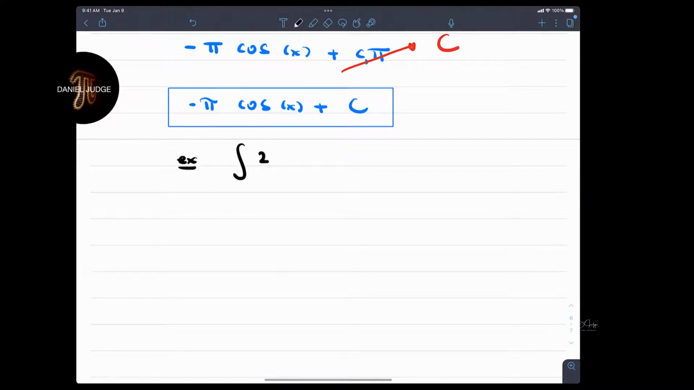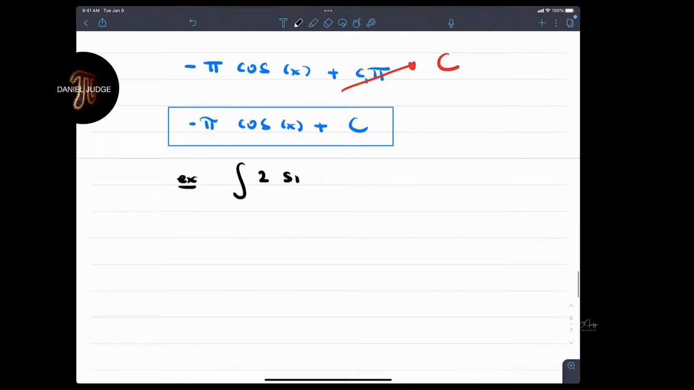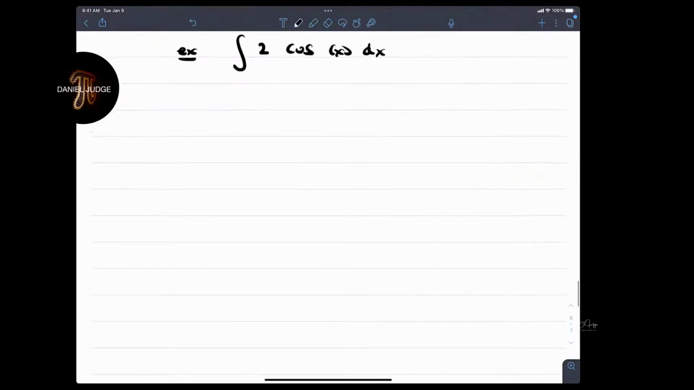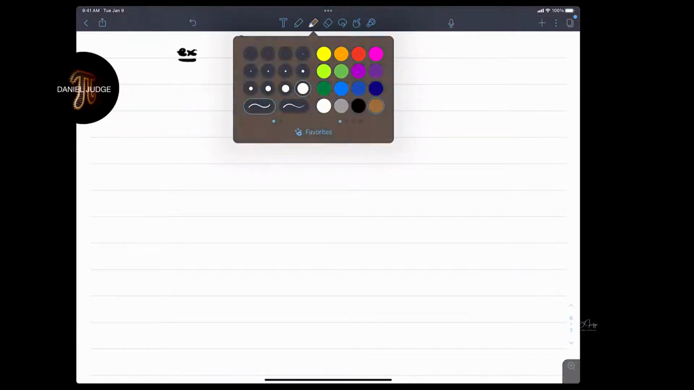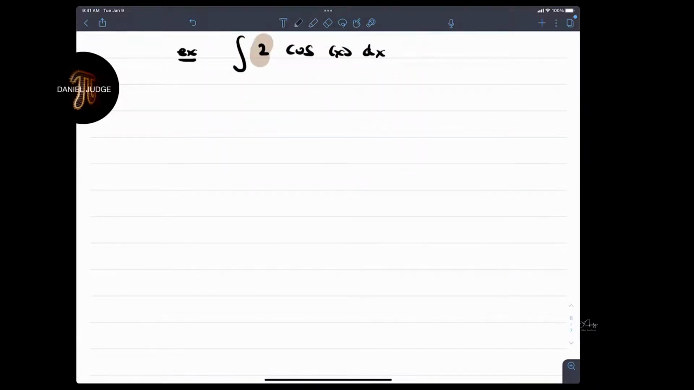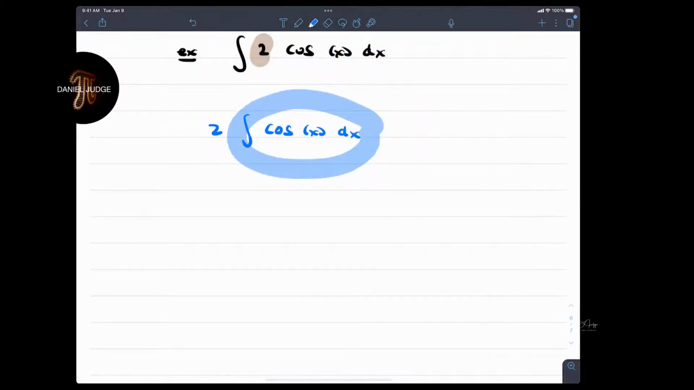They said, what is the integral of 2 cosine? Very similar. Pull out the constant. 2 times the integral of cosine. And if we know that integral, and we do, right? These are antiderivatives. Derivative of sine is cosine, so that's going to be sine x plus c.